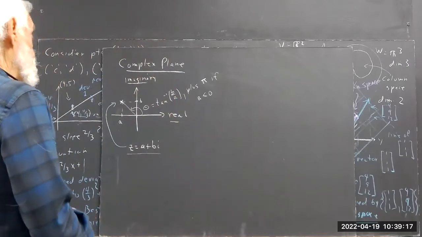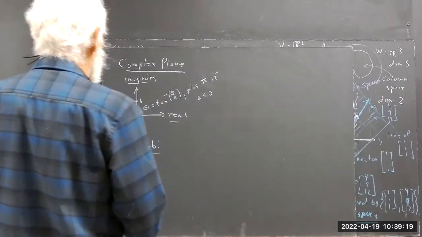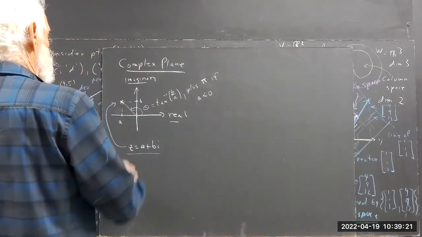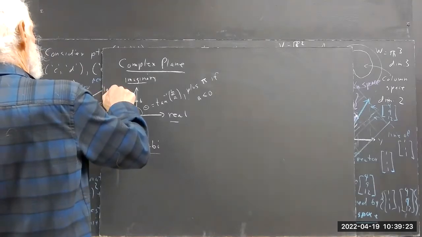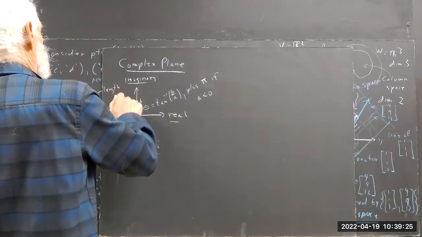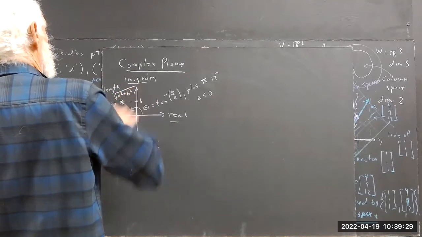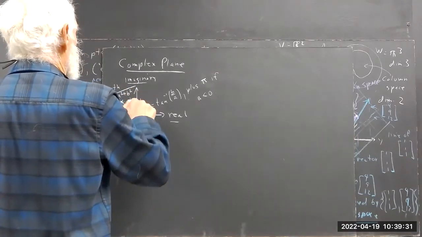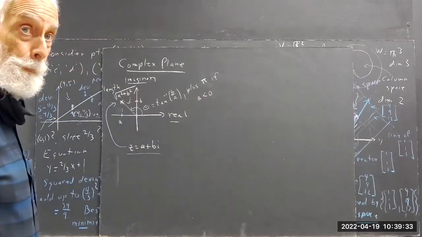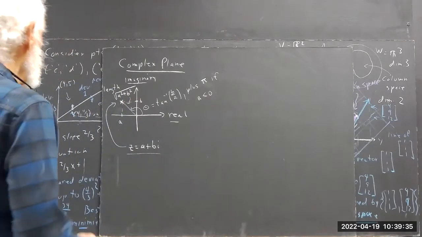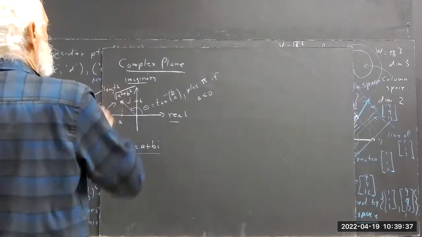And the modulus. So just by the Pythagorean theorem, the length is this. We call this the modulus.